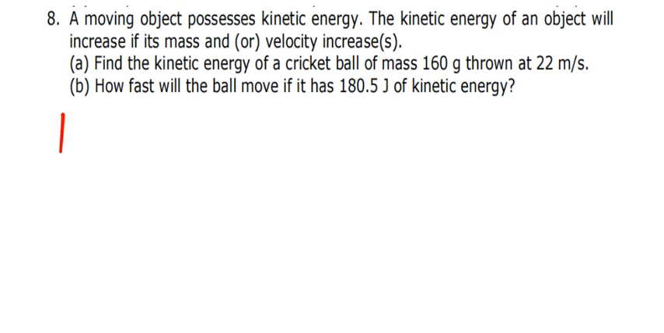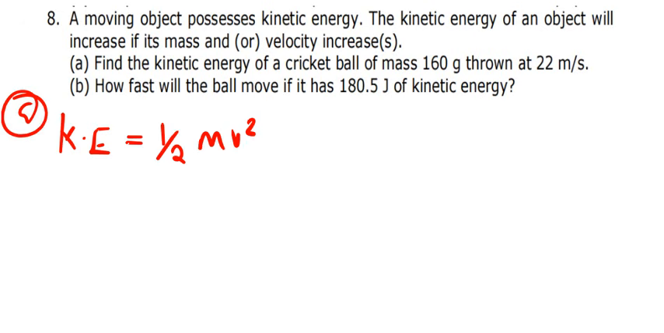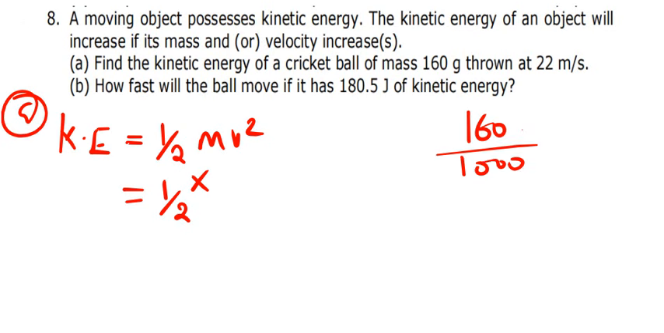Okay, so part A. You know that kinetic energy is half mv squared. So we're going to say half multiplied by the mass. They've given us that it is 160 grams. Now 160 grams, you have to convert to kgs, because that's the SI unit for mass. So I'm going to divide 160 by 1000, and that will give me 0.16 kg.